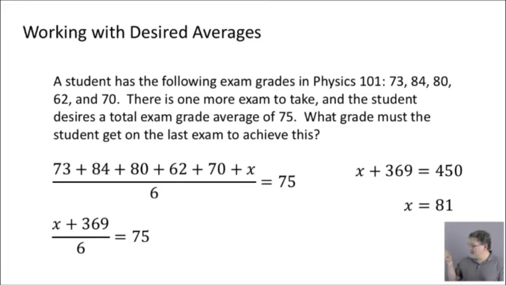Now all I've got is whatever number this exam grade should be. If I add 369 to it, I should get 450. Well, perhaps you can discern what number that is here. But if I subtract 369 from both sides, then all I have is x on one side, and on the right side I now have 81. So we've just discerned that in order to get a 75 average on all of the exams, this person has to get an 81 on the last exam.